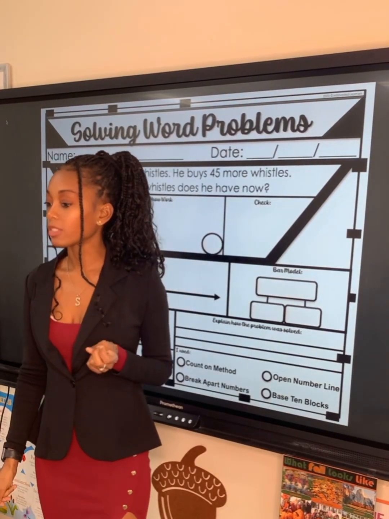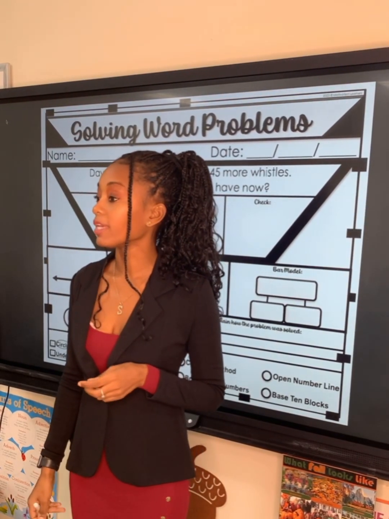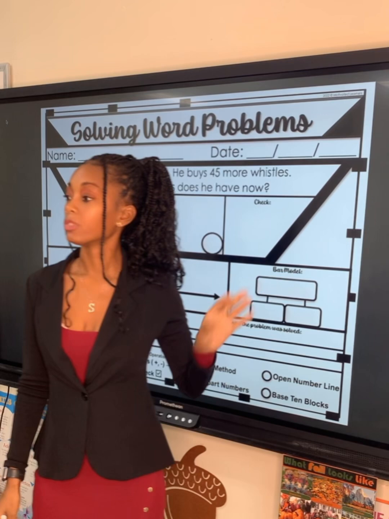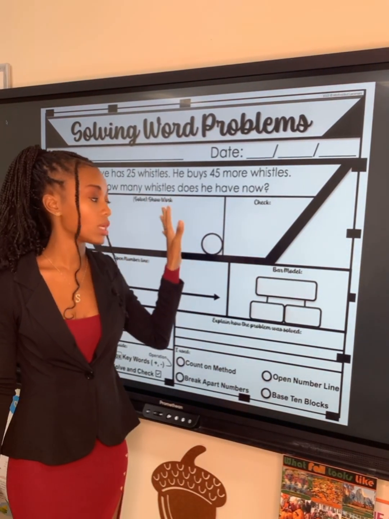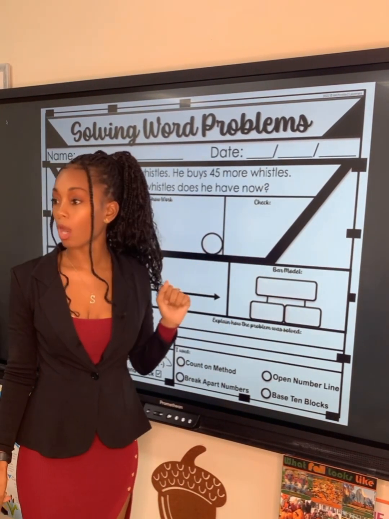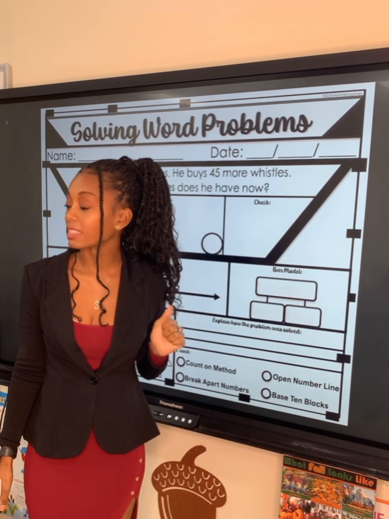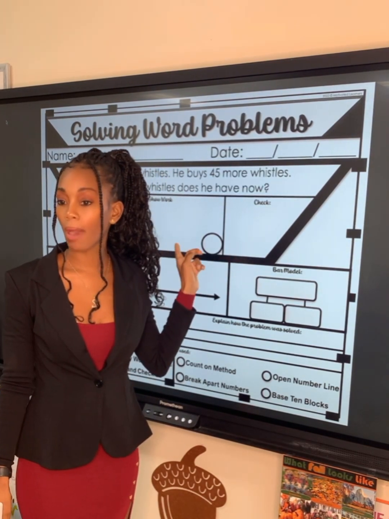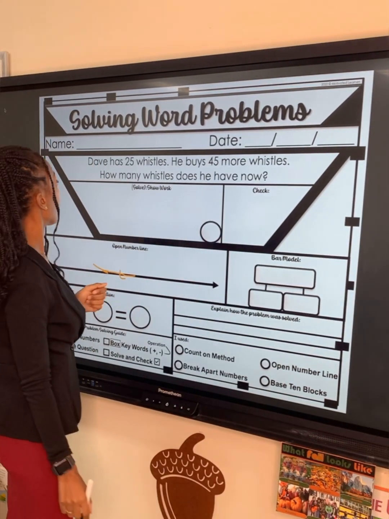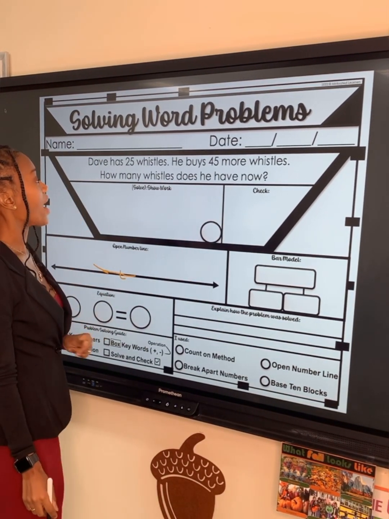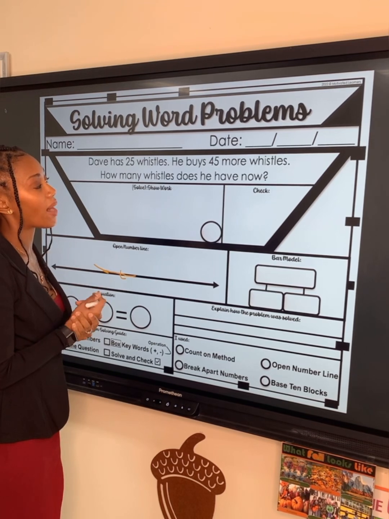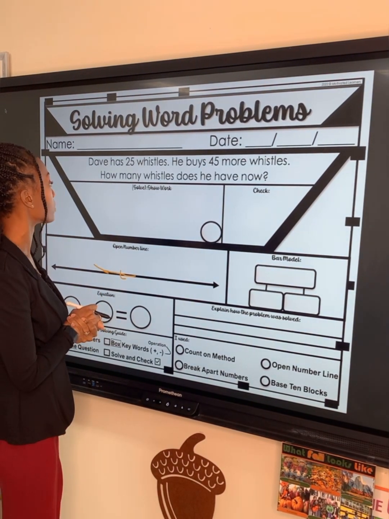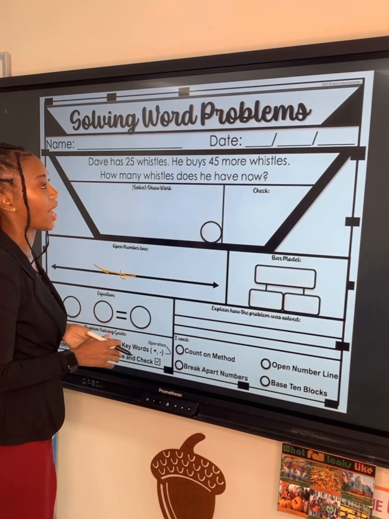All right, boys and girls, today we're going to be looking at solving a word problem using base 10 blocks, using a number line, and using our bar model. But the first thing that I always do solving word problems is use my math strategy. All right, so I'll read the word problem. Dave has 25 whistles. He buys 45 more whistles. How many whistles does he have now?